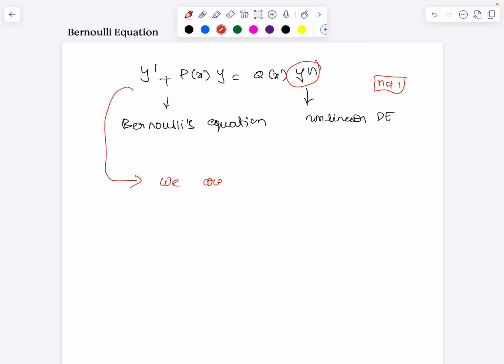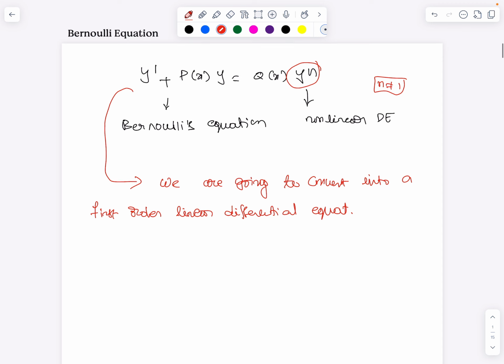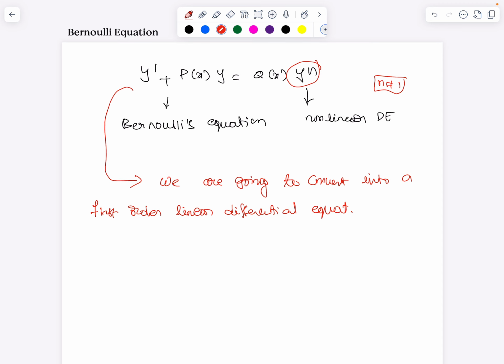We are going to convert it into a first order linear differential equation. So with a transformation, we will see what the transformation is and how to convert the given nonlinear differential equation to linear. And further, after conversion, we are using integrating factor techniques to find the solution to the differential equation. Let's see the solution procedure.